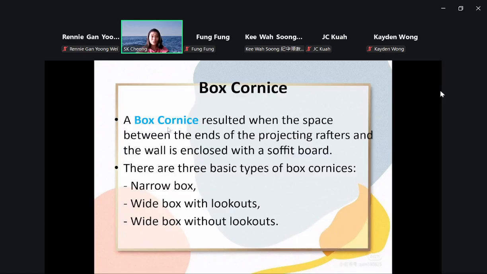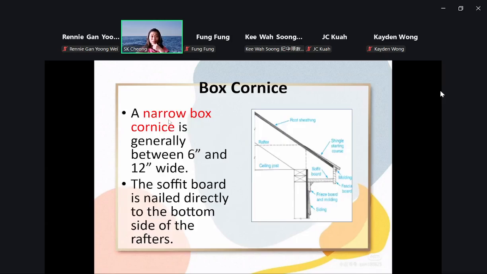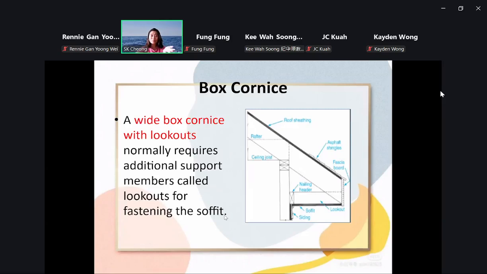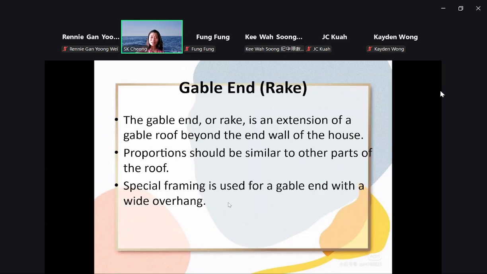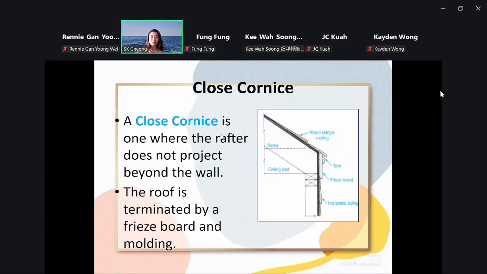Box cornice. It is usually in a box, right? As the name suggests, a box with lookouts or without lookouts. So this is just to let you know the types of cornice. We do not need to dive into too much detail. I just want you to have a clear idea of the types of cornices. Closed cornice, you can run through it by yourself. So in today's class we will not do much on cornices.